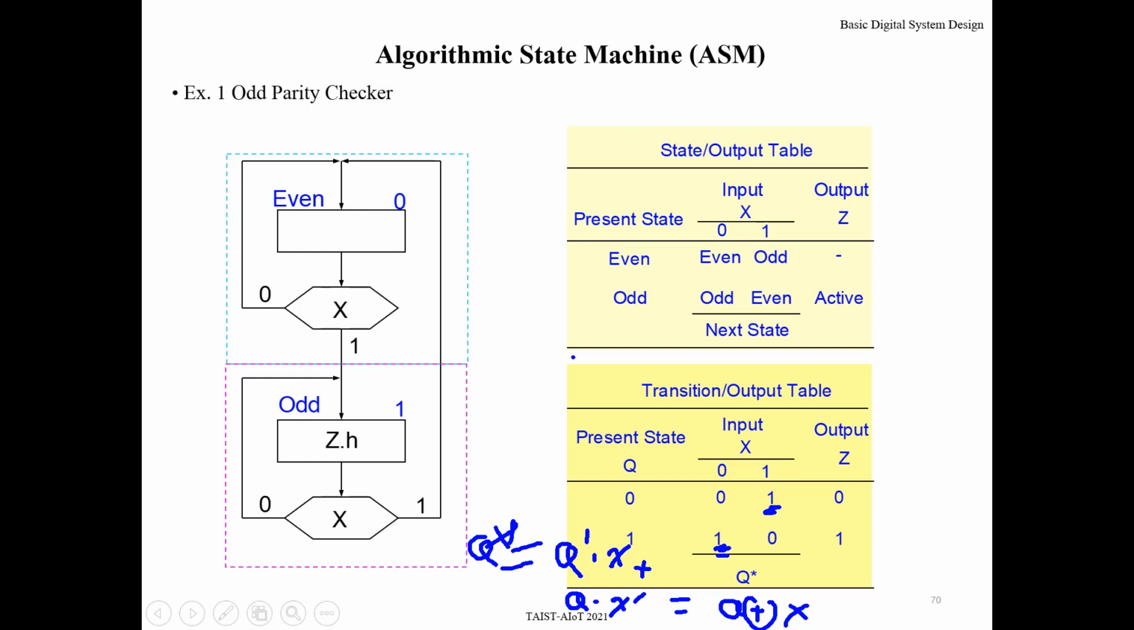So your circuit, if you choose a D flip-flop, may look something like this. This is Q, with an XOR between input X and Q. And your output is Q, so this is output Z, and the clock. Okay, that's all for the odd parity checker.